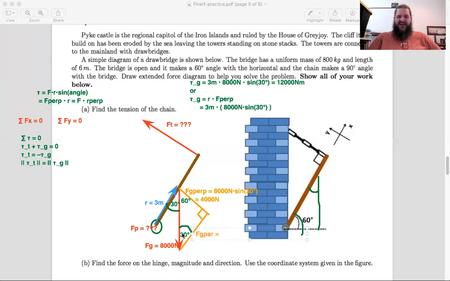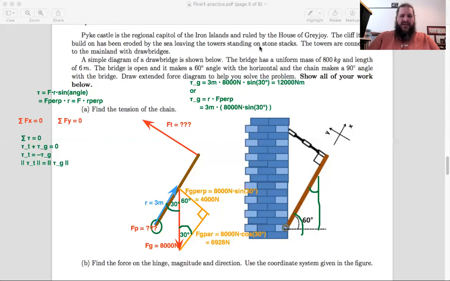If we want to know this adjacent side, yeah, we'd use cosine. So we take the same 8,000 newton hypotenuse, multiply it by cosine of 30, because it's adjacent to that angle. And we get 8,000 times root 3 over 2. So that's 4,000 root 3, about 6,928. So that would be the parallel component.